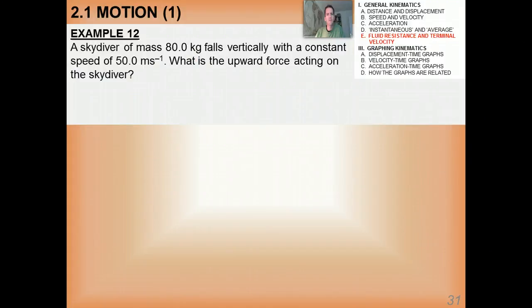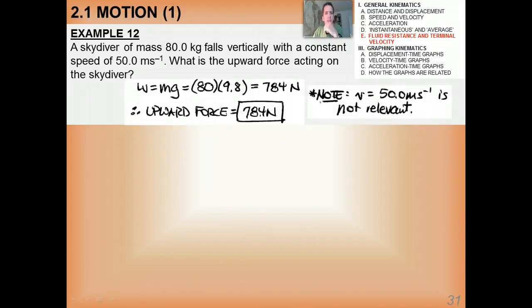Okay, so we're going to do a couple of examples to round out this video. Go ahead and pause this and try this problem on your own, please. We have a skydiver with a mass of 80 kilograms falling vertically with a constant speed. What's the upward force acting? Clearly, if the person is falling at a constant speed, that's the terminal velocity. In that case, the weight is equal to the upward force acting on the skydiver, so it's 784 newtons. The fact that they give you 50 meters per second as the terminal velocity is not relevant in this problem.